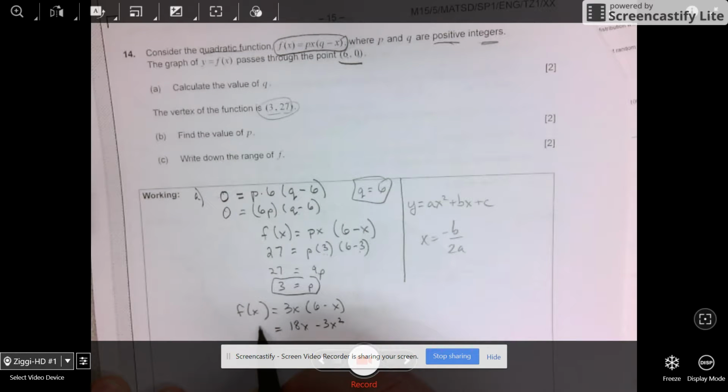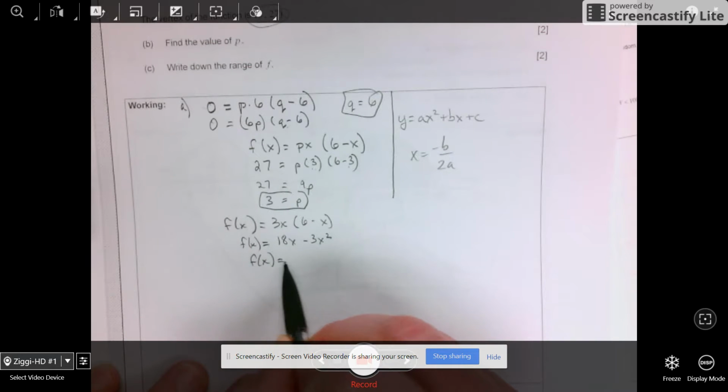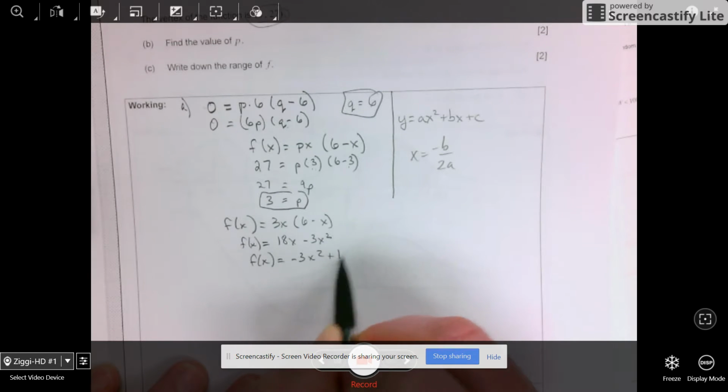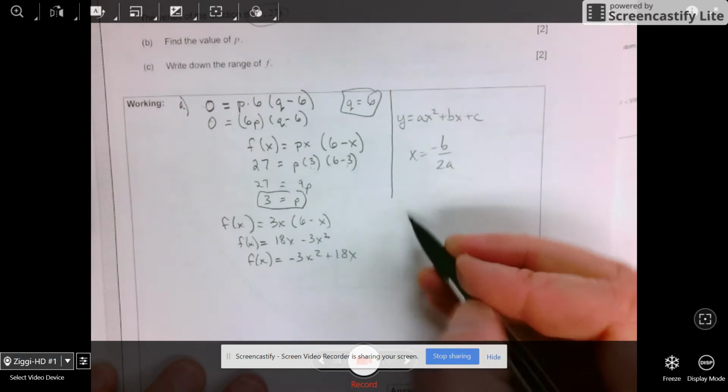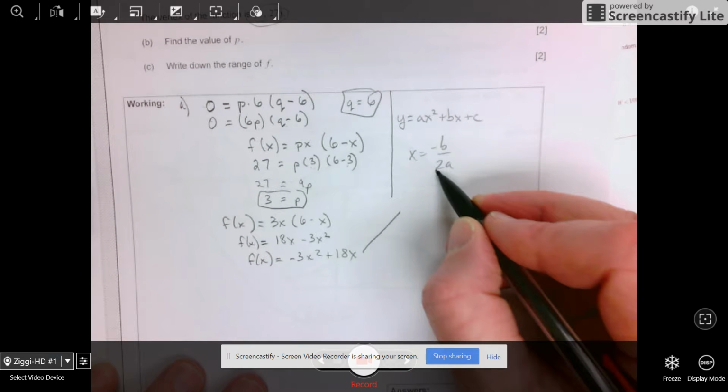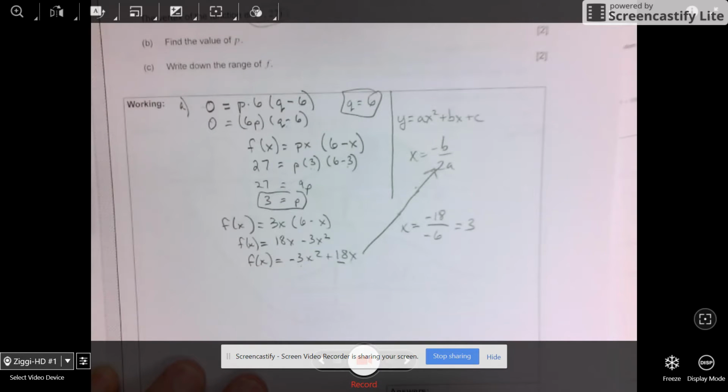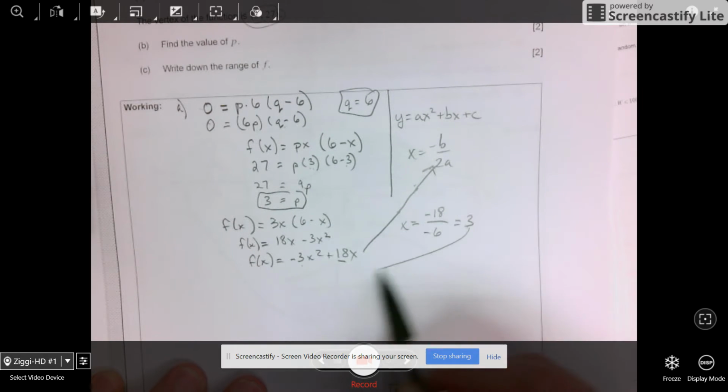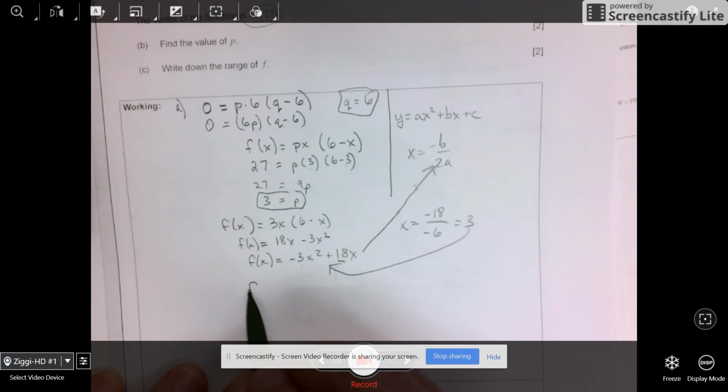Okay, so let's check and see if our answer matches up. I'm going to write it in order. And let's see if the vertex really is this value. So vertex x equals the opposite of b over 2 times a. That would be 3. If you plug your 3 back into this equation, f of 3, we're going to see if it's equal to 27. So negative 27 plus 54, positive 27.